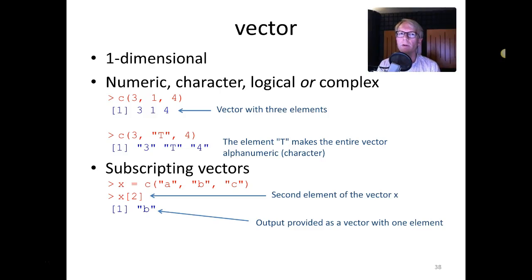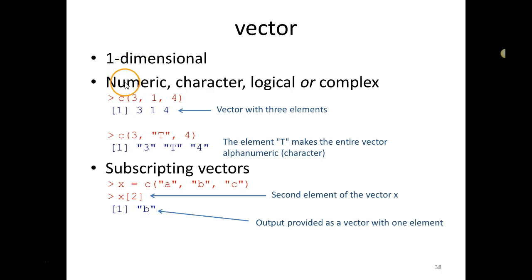The first data structure we look at is the vector. It's one-dimensional, as I mentioned, and each vector can contain only one kind of data. The data could be numeric, character, logical, that's true or false, or complex, which I guess is complex numbers. To define a vector, you can use the combine command like this. It gives a vector. The vector looks like this: 3, 1, 4. So it's a row of numbers.